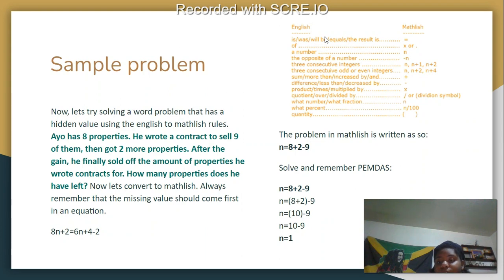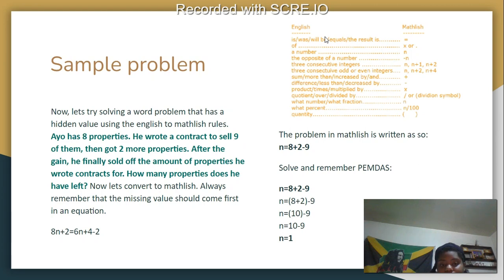Now we have to convert that word problem into math. Always remember that the missing value should come first in the equation. Oh, wait, wrong problem. It would be written as n equals 8 plus 2 minus 9. Ignore the problem at the other side on the bottom.